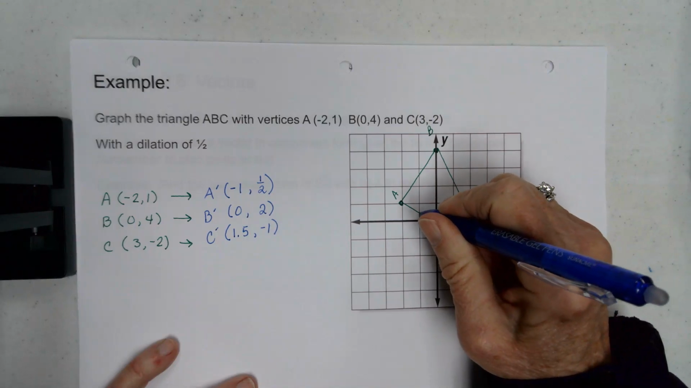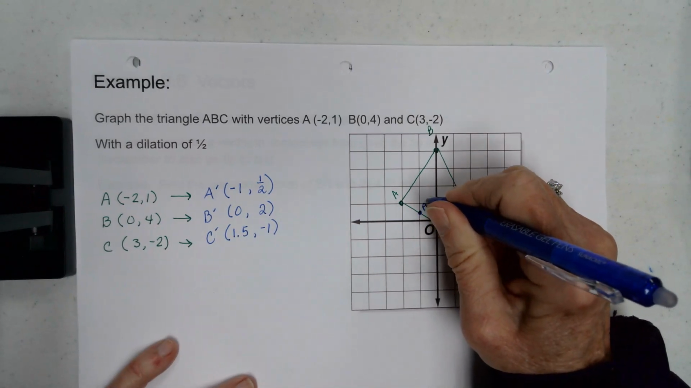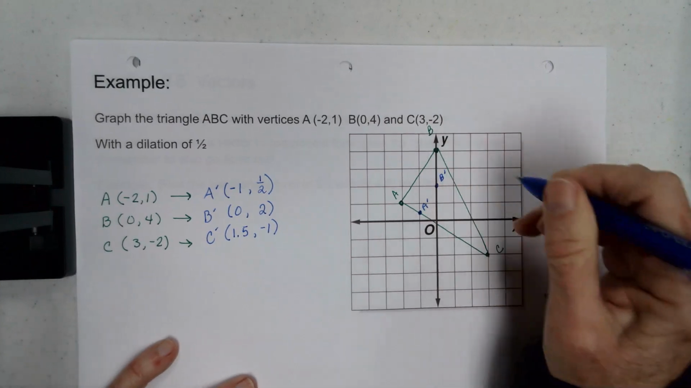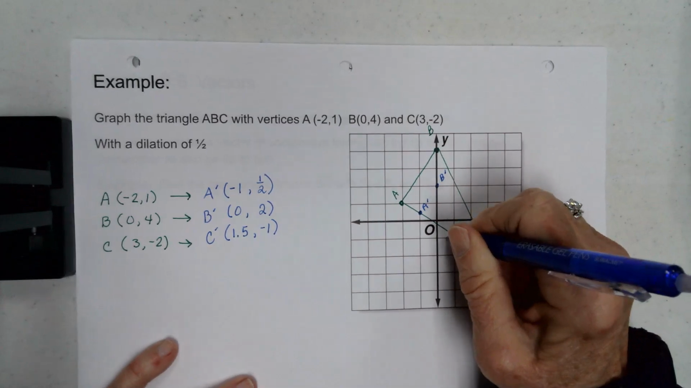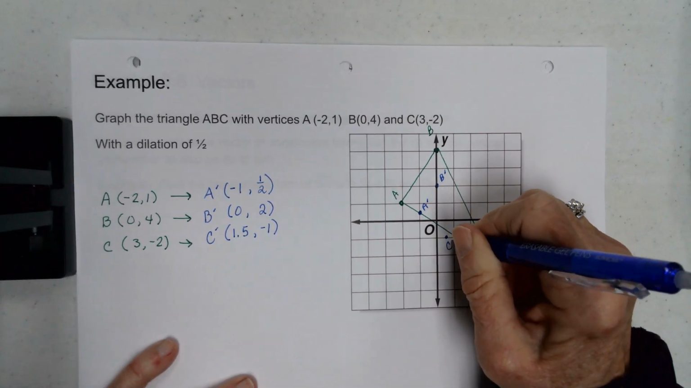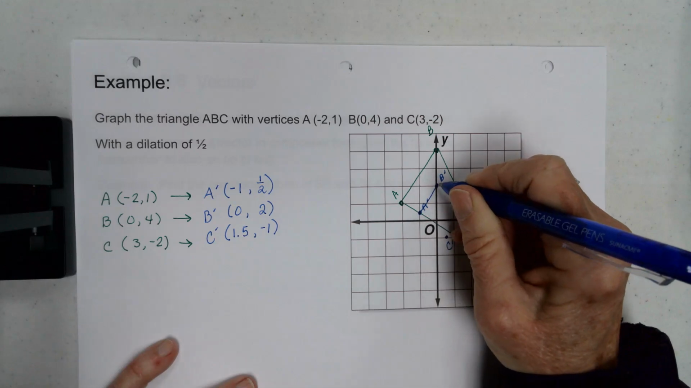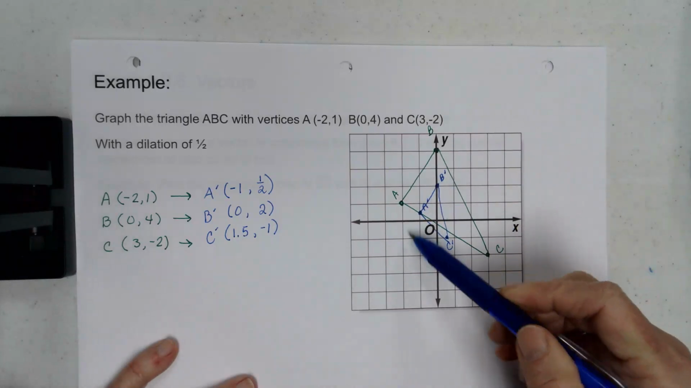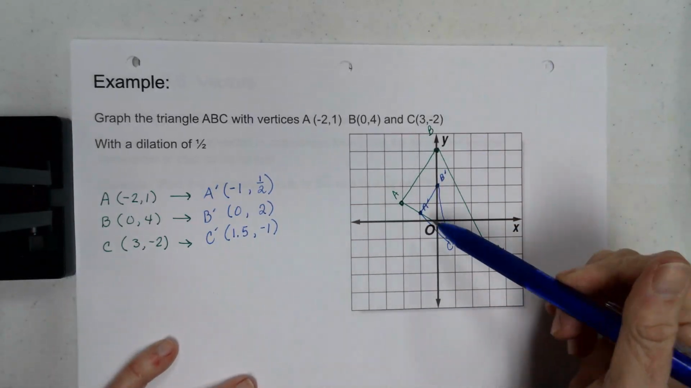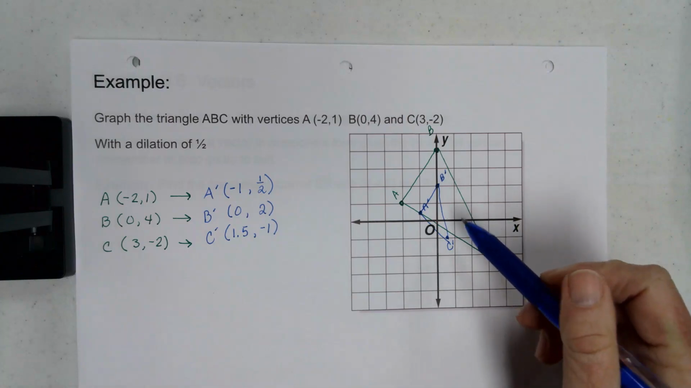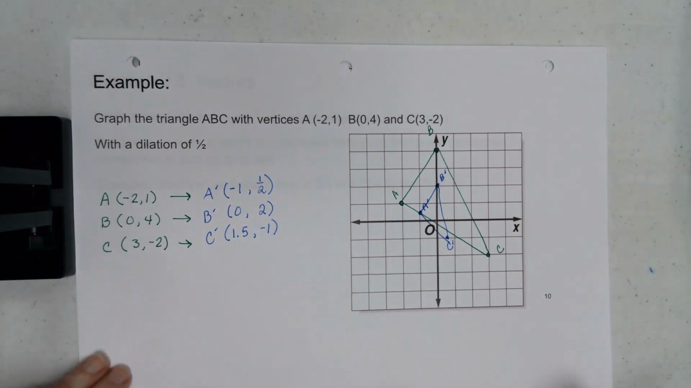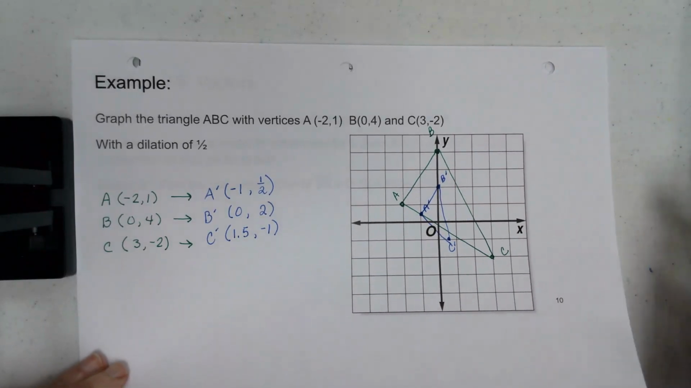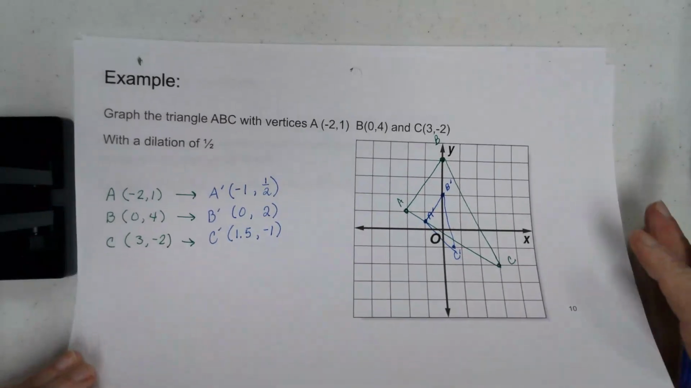So I'm going to graph these, my primes. I have -1, 1/2, which is going to be A prime. I have 0, 2, which is going to be B prime. And I have 1.5, -1, which is going to be C prime. Now, the truth of the matter is, this often looks like it shifts it some. It's not a carbon copy on the line. So don't think when you do this that you've done something wrong. Sometimes it shrinks up in it, depending on the numbers. 0 always throws it off.